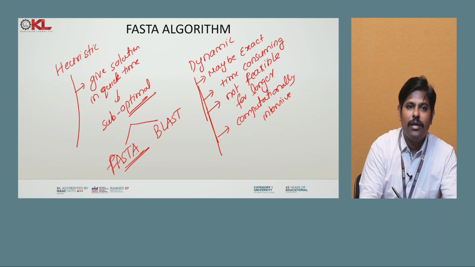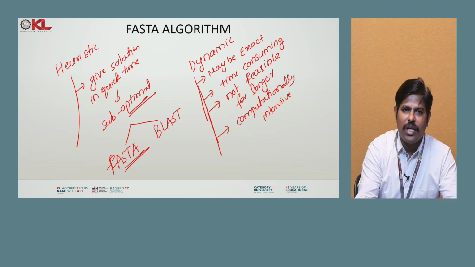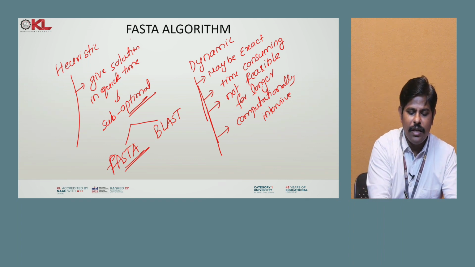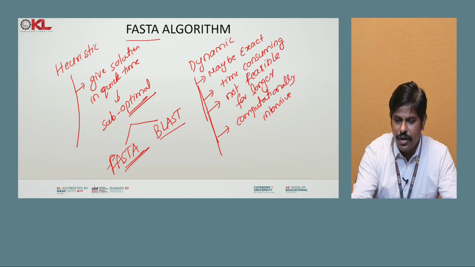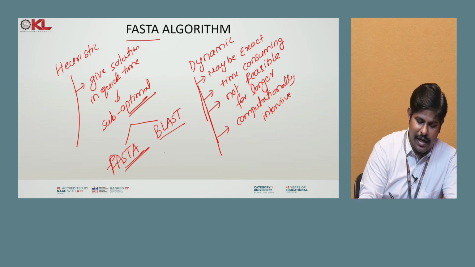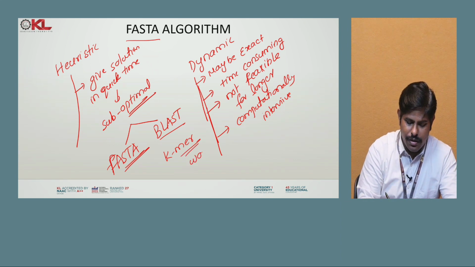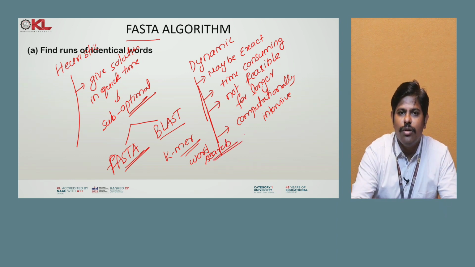The name Fasta is a short form of fast adaptive shrinkage and threshold algorithm, and BLAST is Basic Local Alignment Search Tool. The idea is very simple. Instead of taking all the characters at a time, you take some specific characters called k-mers, or word search approaches, and then try to resolve the problem.